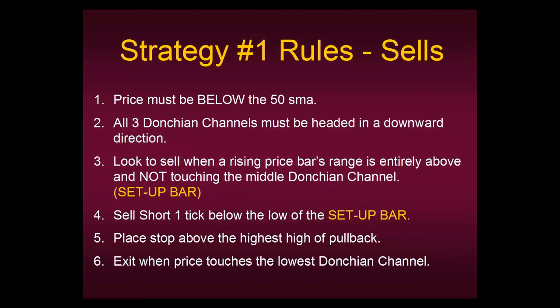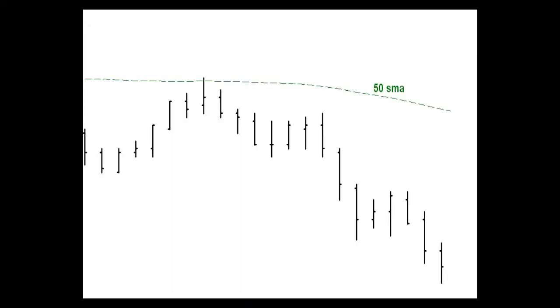So this will be our setup bar. And our setup bar tells us where we start applying the confirmation method. Once we find a setup bar, we're going to go short when price trades one tick below the low of the setup bar. If we get short, we'll place our stop this time above the high of that little bounce in price, that little pullback to the upside. And then since we're short, we're going to cover or exit the trade this time when we touch the lowest Dodgy channel.